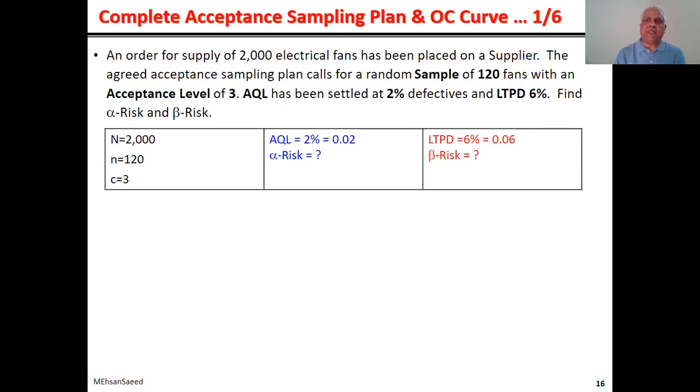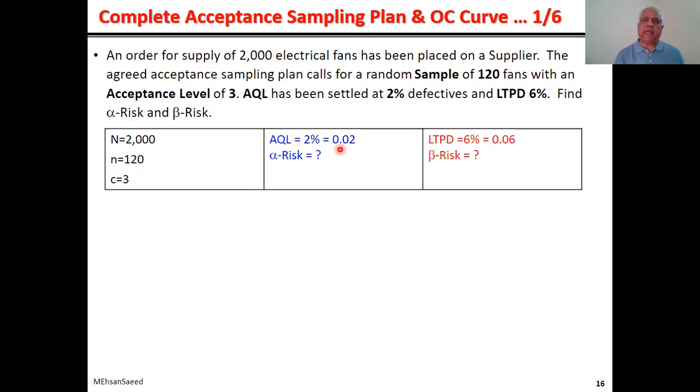Let's find out what data we have been given. This is the lot size, 2,000 fans. 120 fans is sample size, small n, and acceptance level of 3 is C equal to 3. AQL is 2% or 0.02.